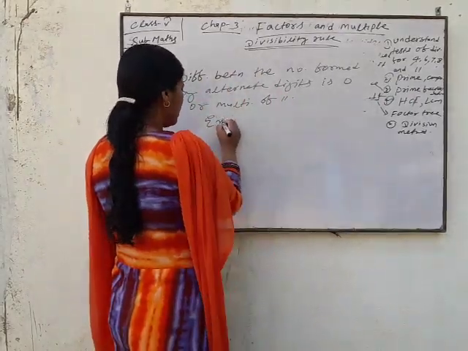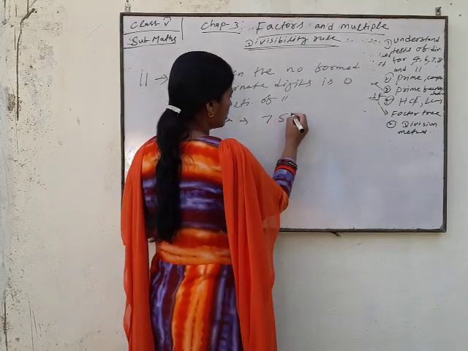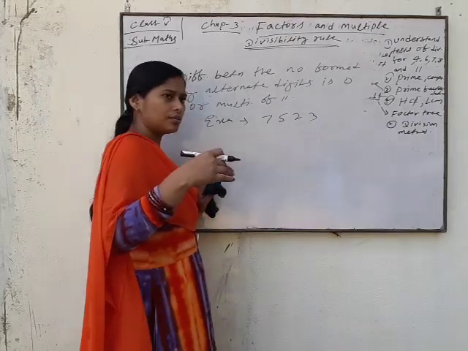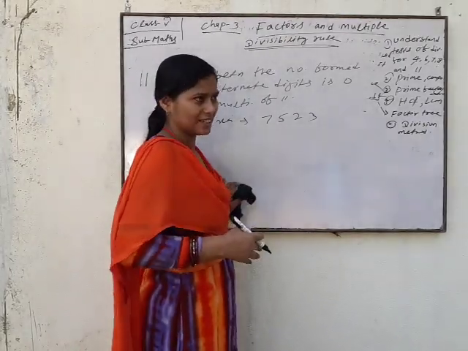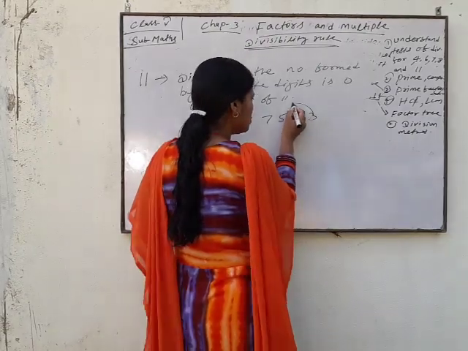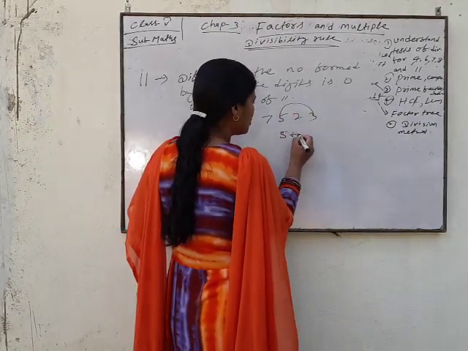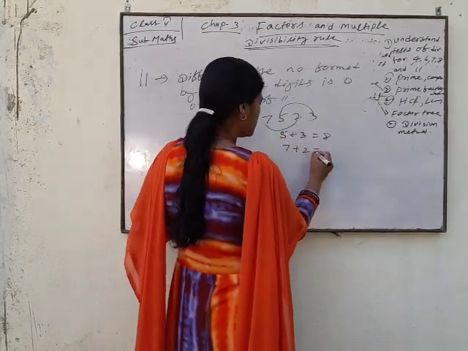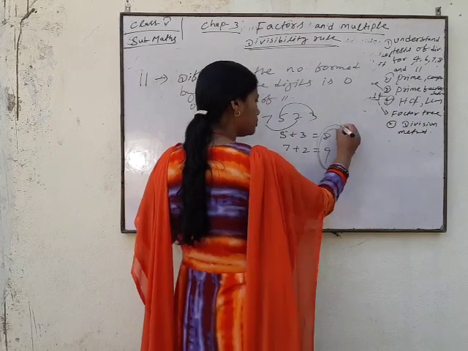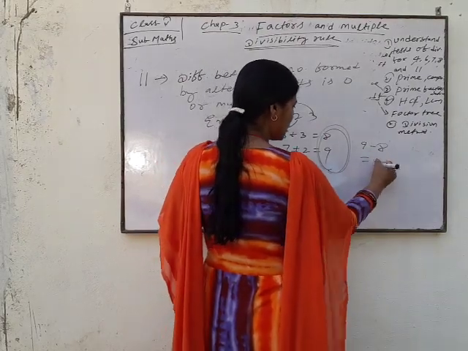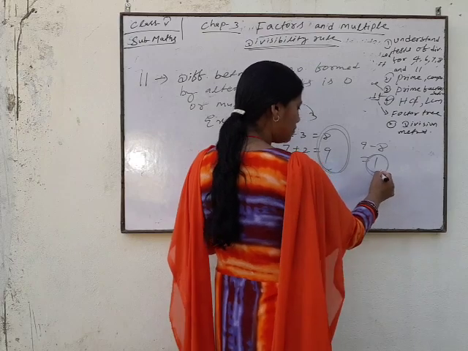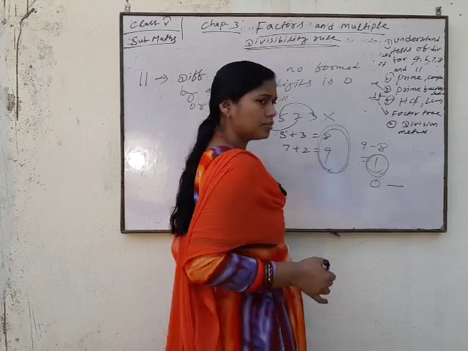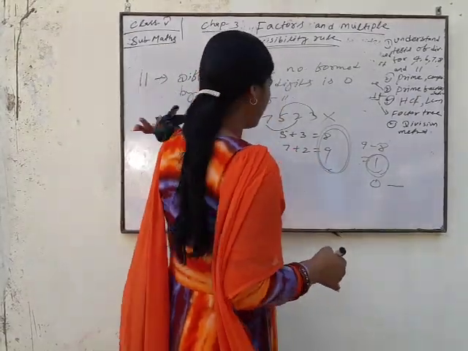It means if this is your number, the sum of the digits at alternate places: look here, 3 plus 5 plus 3 is 8, and this is 7 plus 2 is 9. Now the difference between these two numbers, 9 minus 8, is 1. So your difference is not 0 or a multiple of 11. So this number is not divisible by 11.